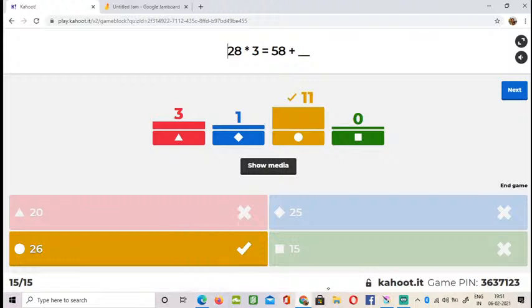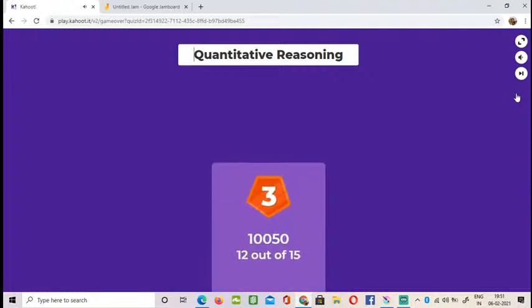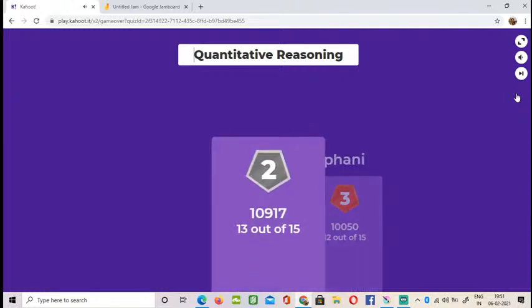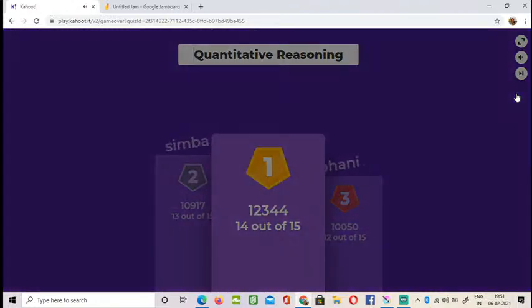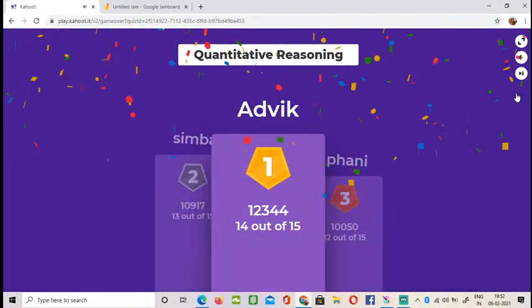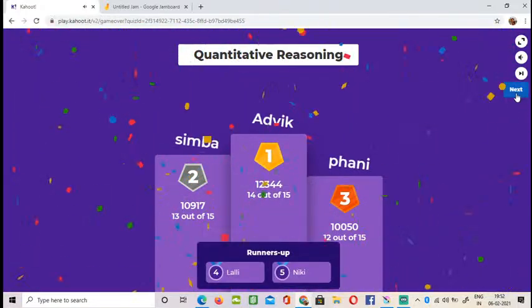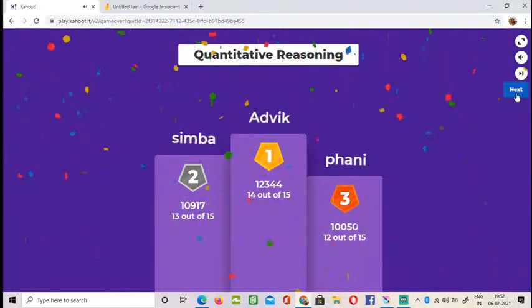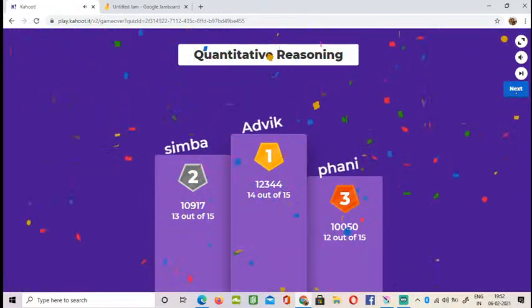So that's all about this Kahoot. So now let's see the podium results. So the third place winner, the bronze winner, is Funny, and the silver winner is Simba, and the first place winner is Advik. So Advik and Simba, from a long time, they were maintaining their places. That's so cool about them. So the runner-ups are Lally and Nikki. That is so good. So guys, that's all about this session.